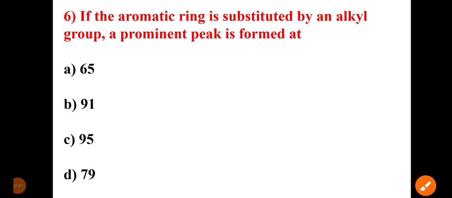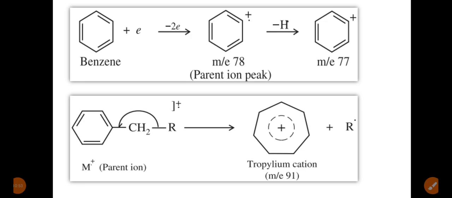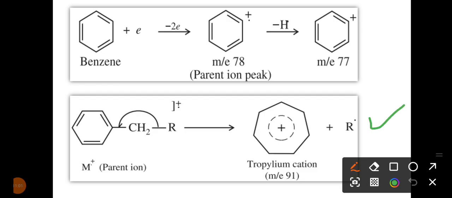Okay, here are two different examples. One is benzene, and the second one is what they are asking, this one. Here is benzene. So what is the parent ion in benzene? By losing an electron, that is 78, and finally the mass to charge ratio is 77. But in the tropylium cation, the mass to charge ratio is 91 by rearranging the molecule in mass spectroscopy.